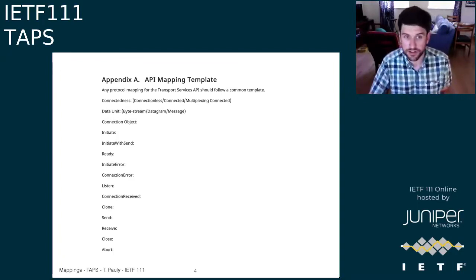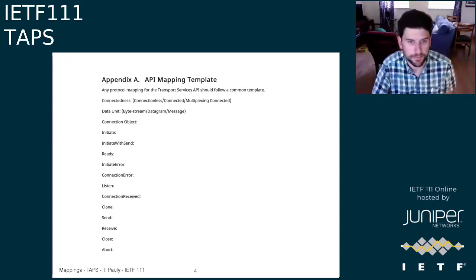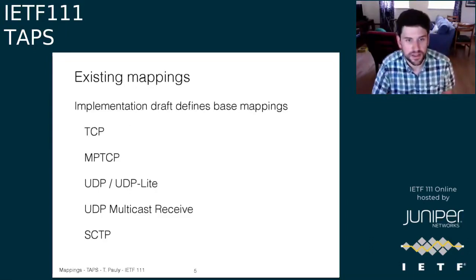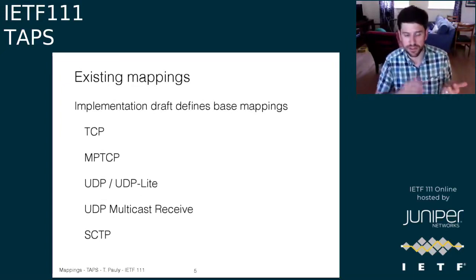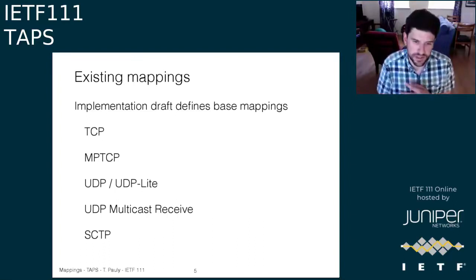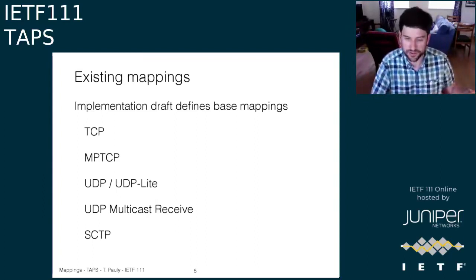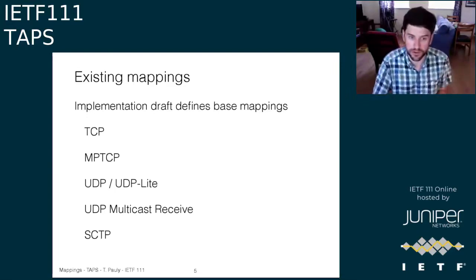And the implementation document currently has mappings for a lot of the basic protocols like TCP and UDP. Yeah, so we already have TCP, MPTCP, UDP and UDP Lite. We have some text around UDP multicast receive and SCTP. So those ones are done. Those are also the ones that were covered in the earlier MinSet and before RFCs.